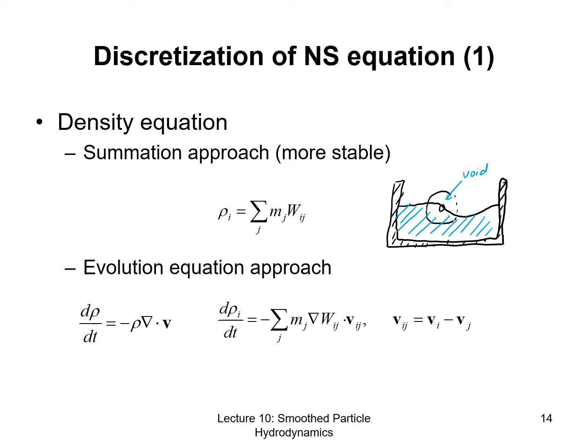So in this case, we need to use the second formulation, this evolution approach, because this approach doesn't need to mind whether you have a void region or not. So we can have an evolution equation to approximate the density variation.